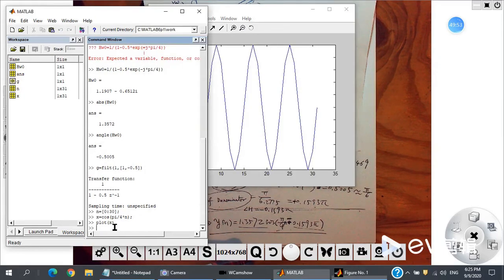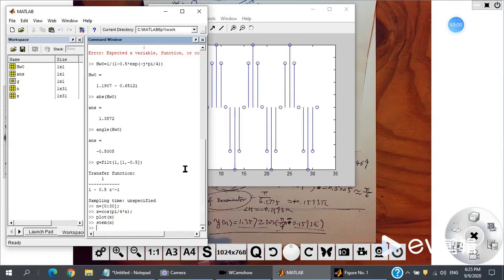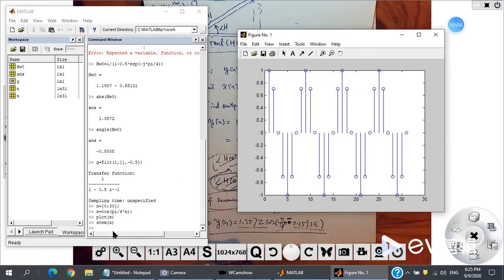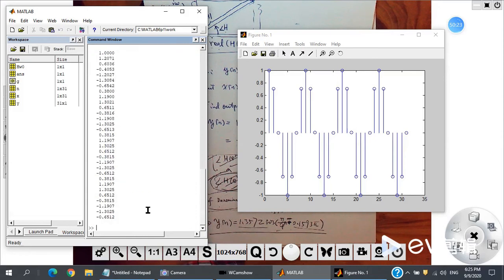I plot, so it's connected as a line. If I use stem of x, you will see the discrete time values, right? I have this cosine. With this cosine as input, I have output y. I use the system g, input x, and time duration n. I have y. Then I plot y.